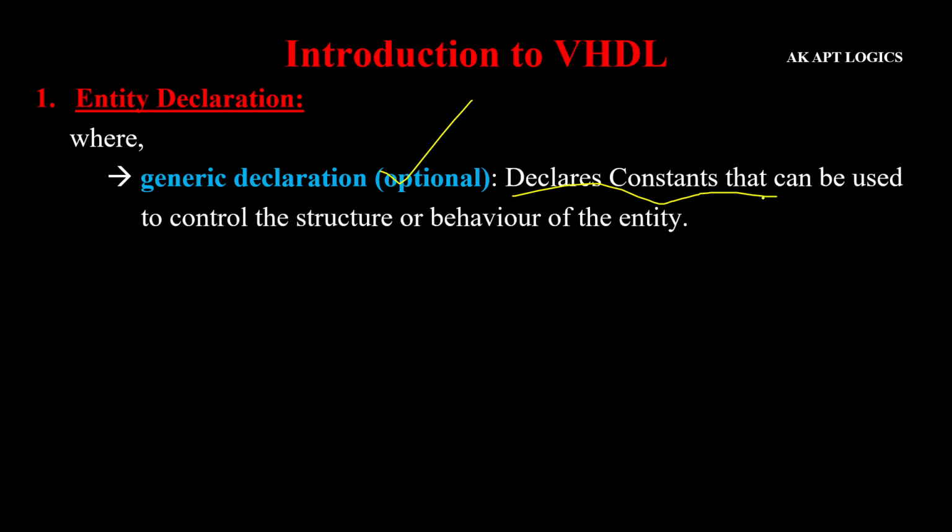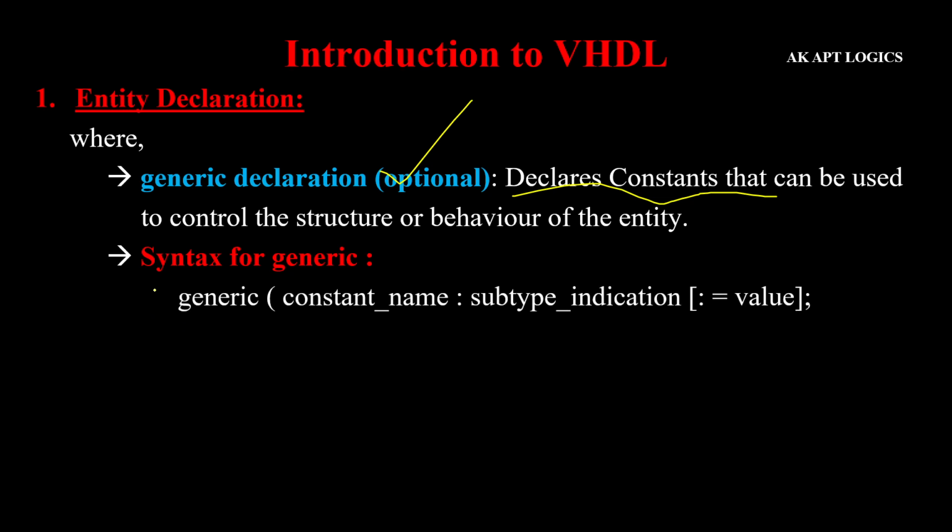It declares constants that can be used to control the structure or behavior of the entity. I already told you examples. In the UART we are going to use the baud rate 9600, and if you want to make any design parameters, then you can use these generic declarations. Next, syntax for generic declaration. This generic will be in the entity itself. I'm going to talk about the entity part.